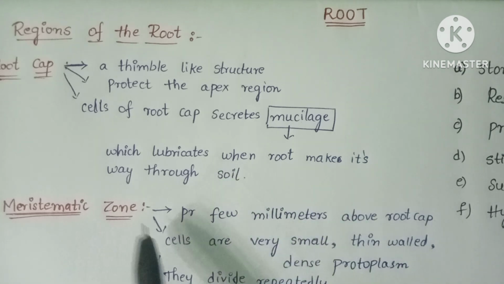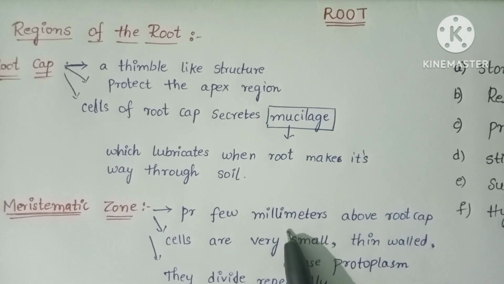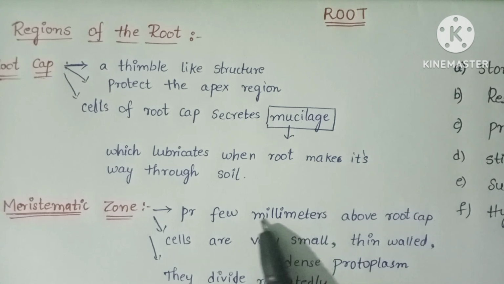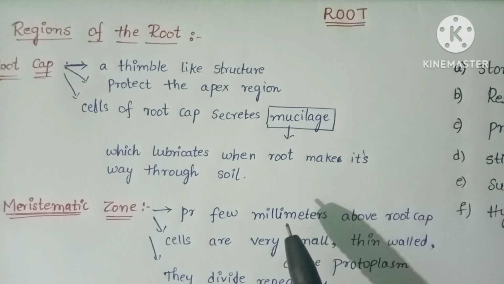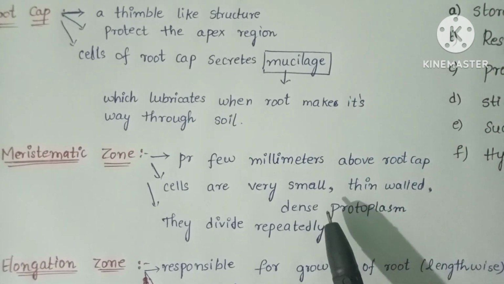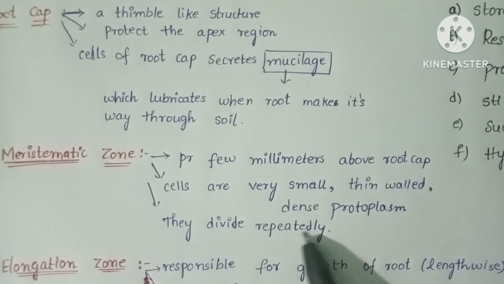Then the meristematic zone, which is present a few millimeters above the root cap. We need to learn this because millimeters is very important. In some multiple choice questions they give centimeters and meters, so we need to read everything carefully. It is millimeter, not centimeter or meter. The cells are very small and thin walled with dense protoplasm, very important, and they divide repeatedly.